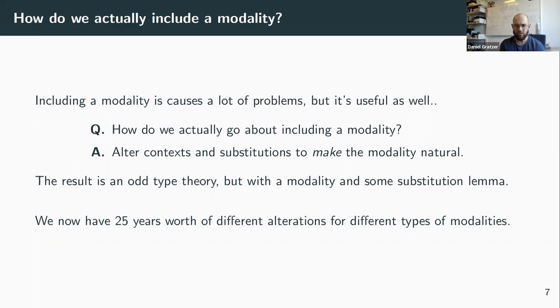And the result is that we have roughly 25 years worth of alterations to type theory. And they're all sort of good for different situations. They're a little bit incomparable. And the result is kind of a mess of different modal type theories.